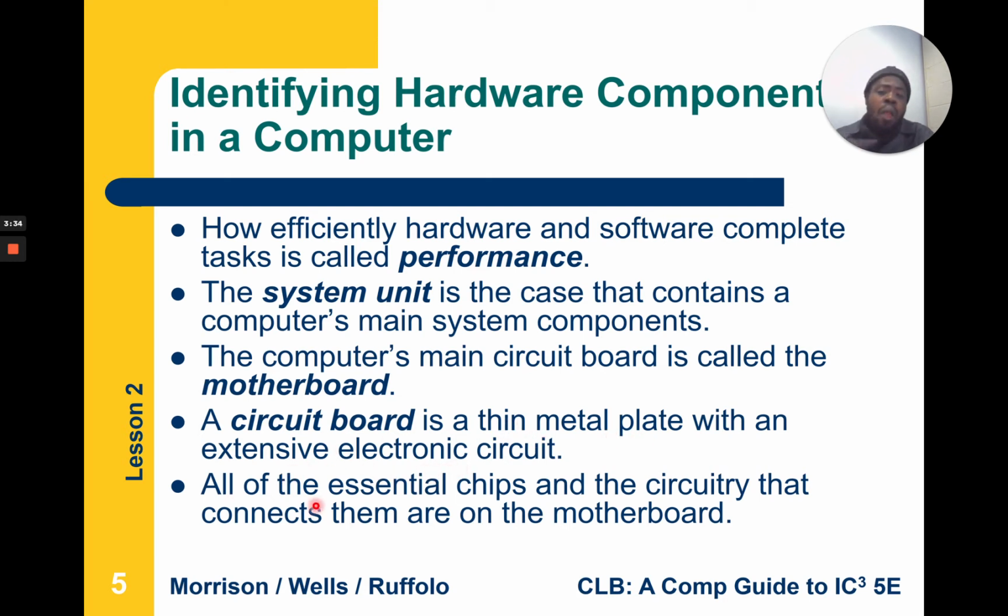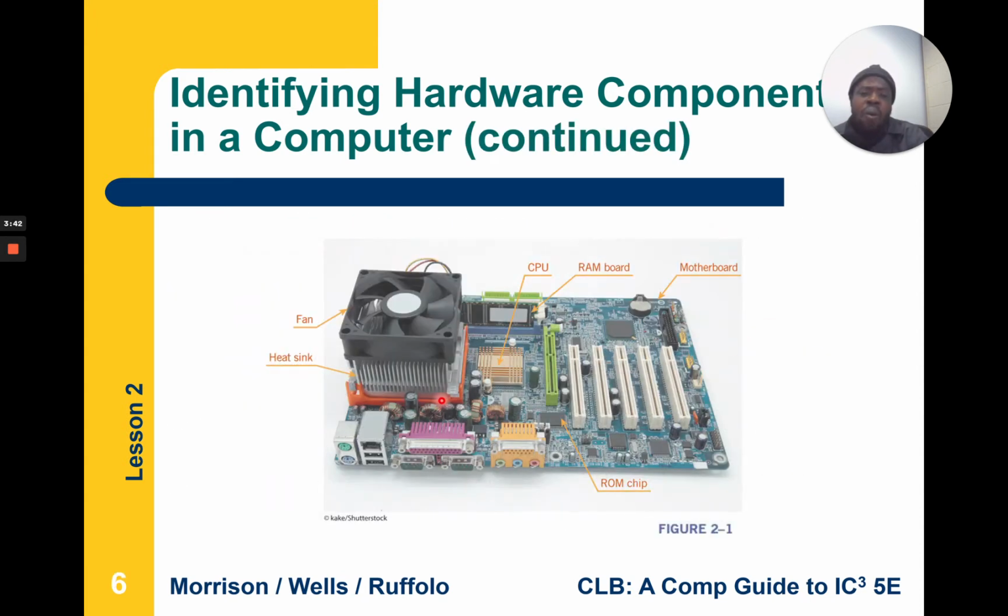A circuit board is a thin metal plate with an extensive electronic circuit. All of the essential chips and the circuitry that connects them, you place them on the motherboard. So this is how a motherboard looks like. See, all your PC. That's it. Correct?